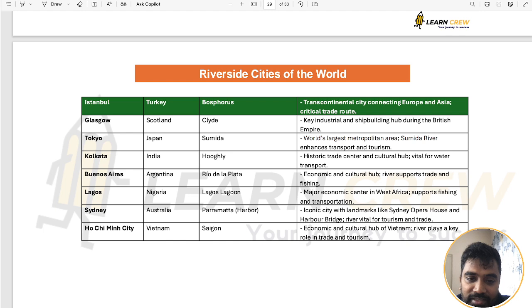Bosphorus. It is in Istanbul. Okay, it is critical for trade and geopolitical waterways. Again, it uniquely bridges Europe and Asia. Okay, this is the linkage between Europe and Asia. Bosphorus, critical for trade and as a geopolitical waterway.